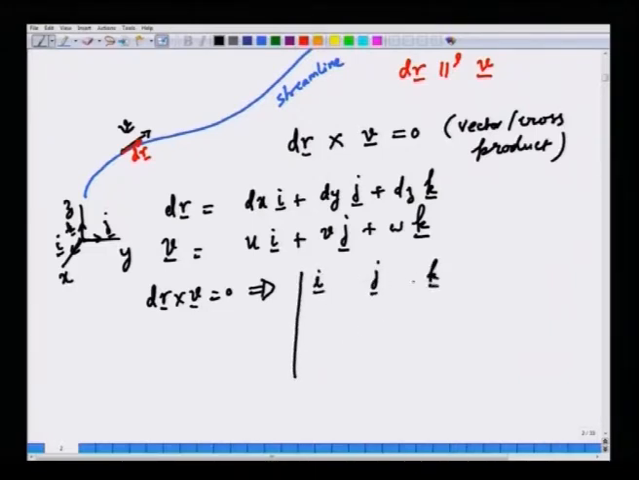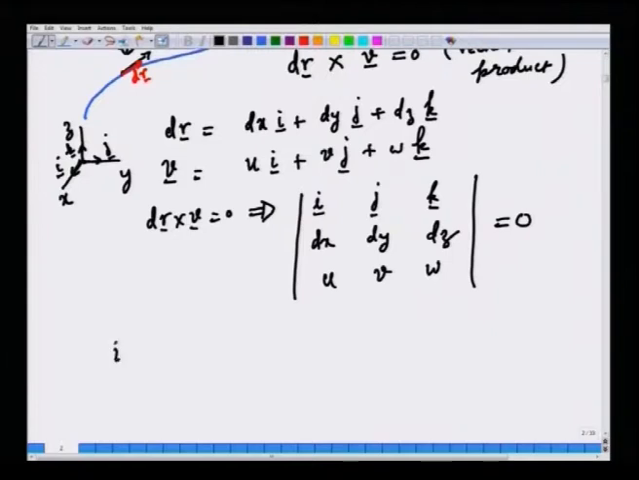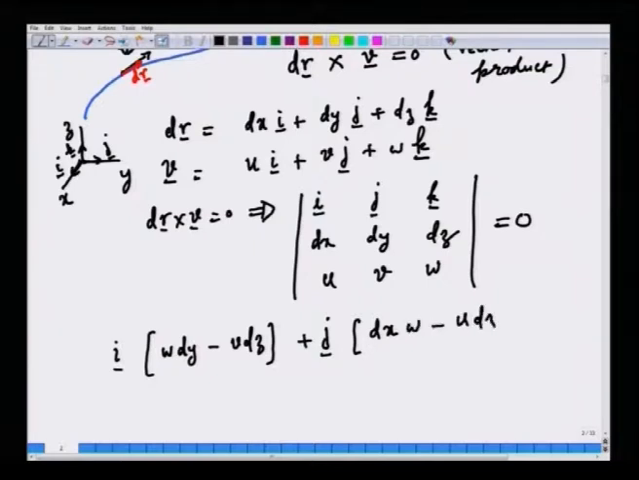Okay. So, now the cross product of dr cross v is 0, which implies that the determinant formed by i, j, k, dx, dy, dz, u, v, w must be 0. This implies that i times (w dy minus v dz) plus j times (dx w minus u dz) plus k times (u dy... dx v minus u dy) is 0.